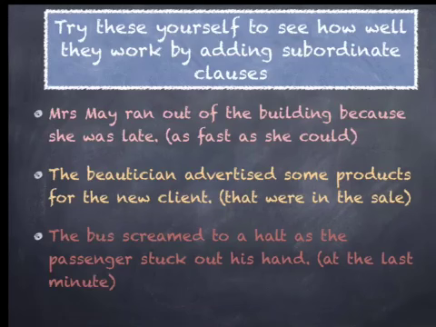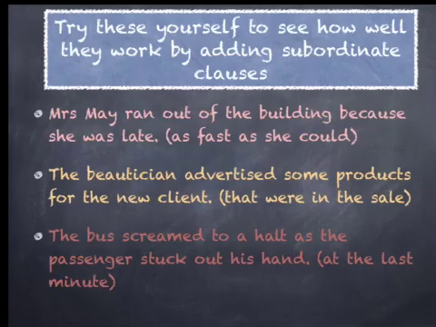Now try these examples for yourself to see how well they work by adding subordinate clauses. Mrs. May ran out of the building as fast as she could. Because she was late tells you why Mrs. May ran out of the building. If you were to insert that subordinate clause into the sentence, it would now become Mrs. May ran out of the building as fast as she could because she was late. It tells you how fast she ran and why she did so, you see.